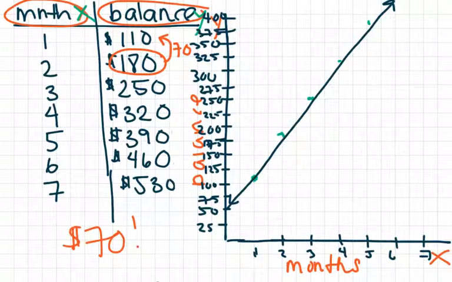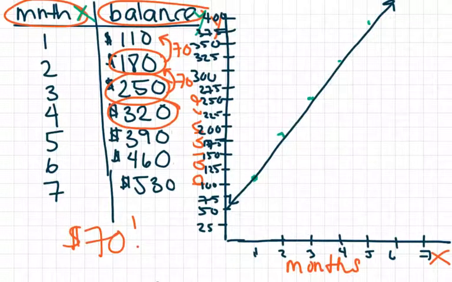And check to see if it's the same for the next month. We're going to take 250 and subtract 180, and that is also going to make $70. And we're going to do the same thing: 320 minus 250, and also going to make $70. If you were to go from the top down, it would have made a negative number. So that's why we always go from the bottom up.